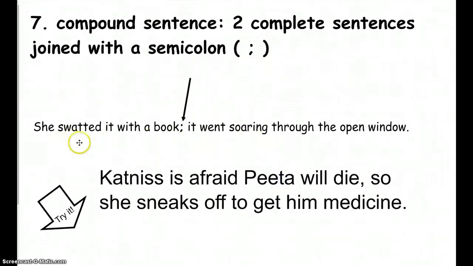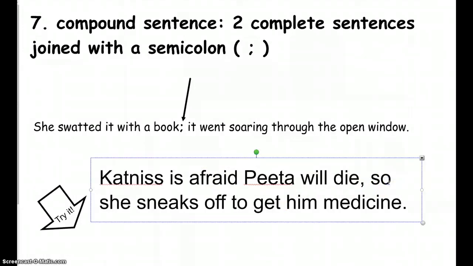And so I have my same sentence, but instead of using a comma conjunction, I combine them with a semicolon. She swatted it with a book, semicolon, it went soaring through the open window. I'm connecting two complete sentences that are related, but instead of using a comma conjunction, I'm just trying another type, a varied sentence, a semicolon. And I've told students this is a little bit more of a sophisticated way of writing, trying something a little bit different. It's not one that I don't think students have used a lot or been taught a lot to use. And this is really probably the only purpose we're going to use it for right now. And I would just like to see students kind of experimenting with them.